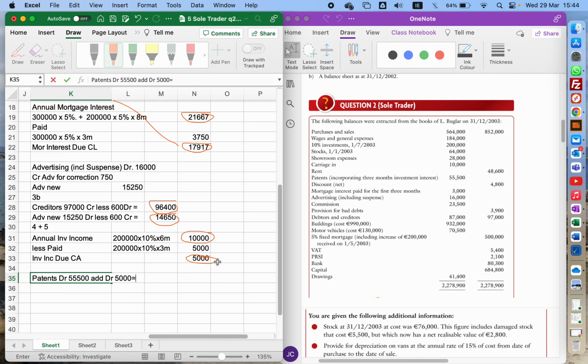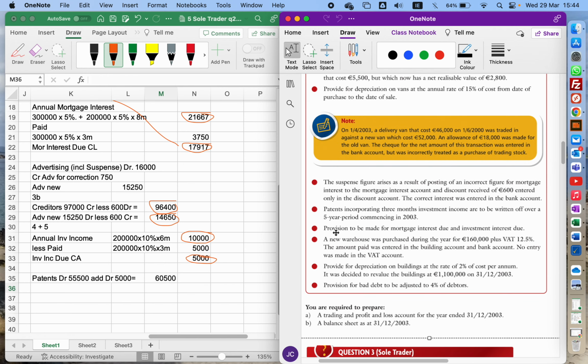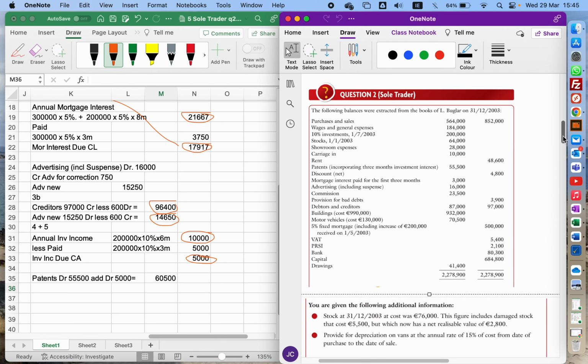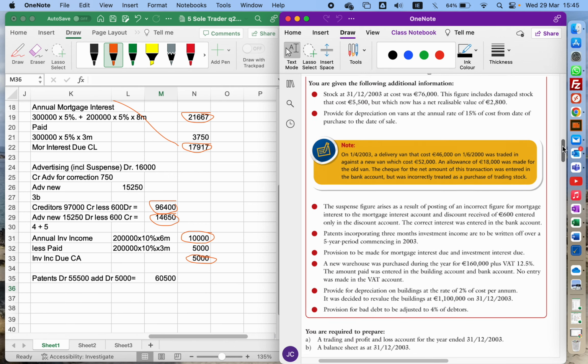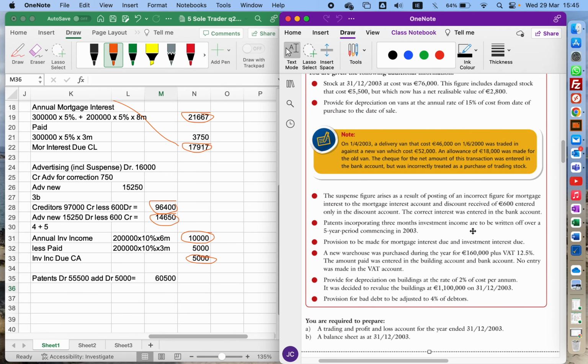So that means that my patents account now is 60,500. So that's what it is now. Just double check that I have everything. But also, these patents are going to be written off over a 5-year period, commencing 2003. I'm just quickly checking at the top of this question. We're doing this for 2003, yeah. So we're going to start writing it off now. We're doing it over a 5-year period.